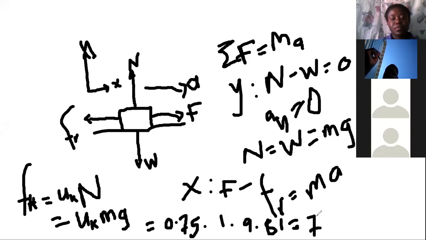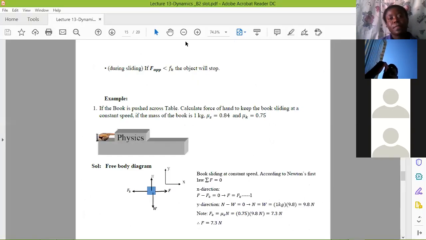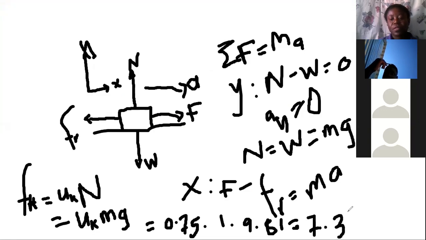7.3 Newton. So this one is the maximum force. So this is the frictional force. Remember we say that if the object is moving, then it requires a frictional kinetic force which is trying to oppose that movement, that object in motion. It's trying to stop it.